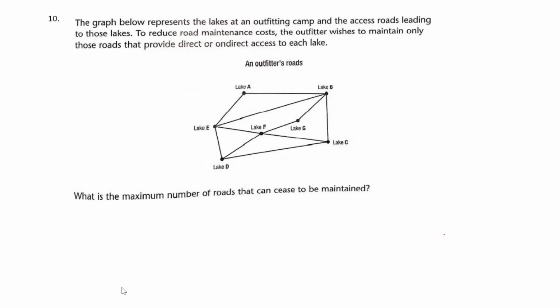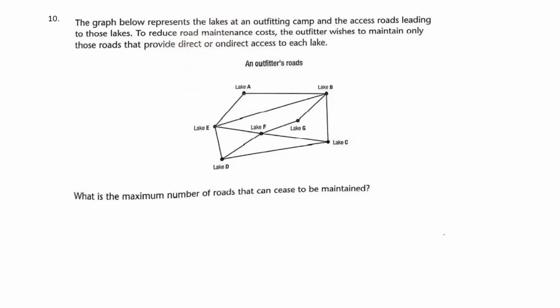In question 10, we're looking at the roads that are connecting a series of lakes. They're trying to minimize their maintenance costs by reducing the number of roads that they have to keep running. Ultimately, what it really means is that we need to have a road that goes to each vertex, which in this case are the lakes. But we don't need any duplicate roads. Intuitively, if you think about it, it means you need at least one road that goes to every lake.